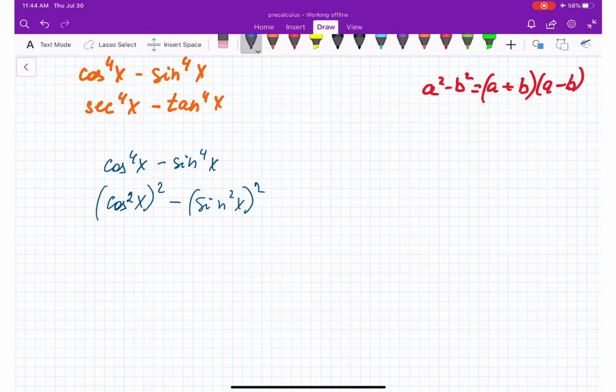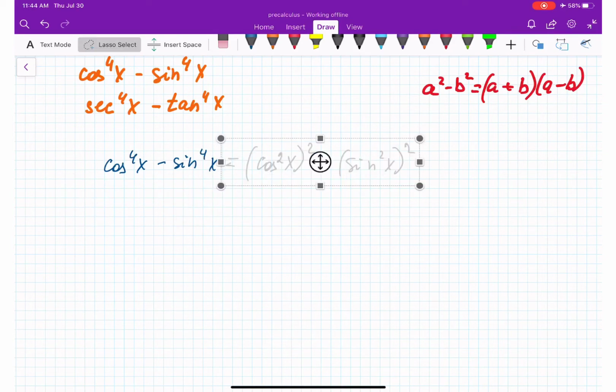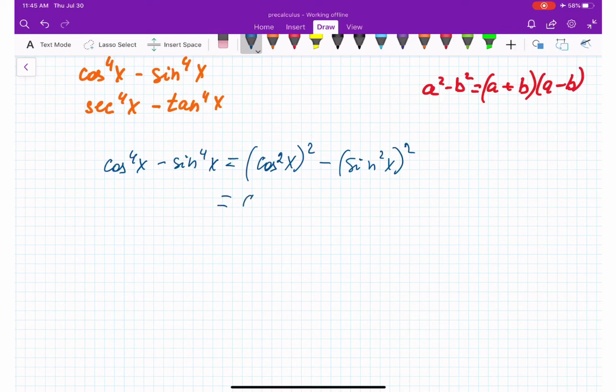So in this case we are going to have cosine squared x minus sine squared x times cosine squared x plus sine squared x.